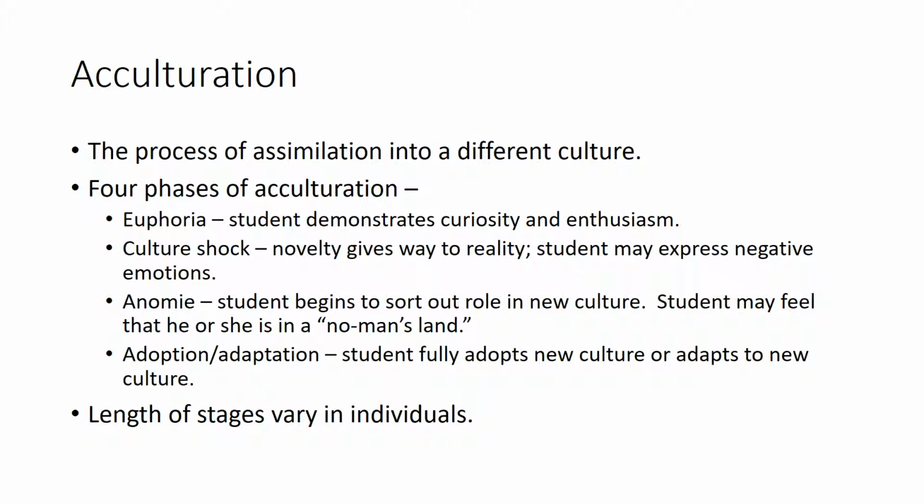A third phase is anomie, in which the student begins to sort out his or her role in the new culture. But it's either here or there. The student doesn't quite feel connected anymore to the old culture and doesn't feel like he or she is a part of the new culture. She may feel like they're in a no man's land.